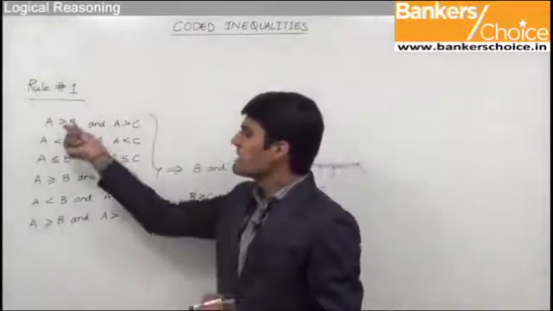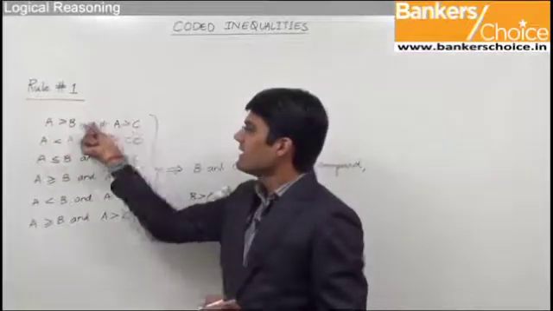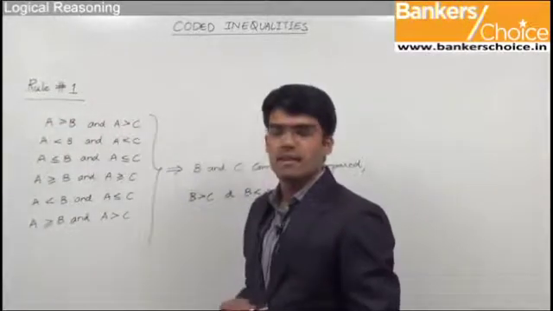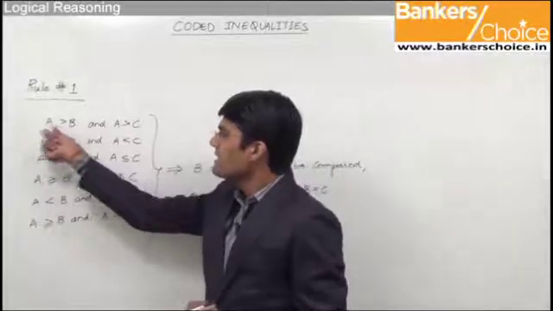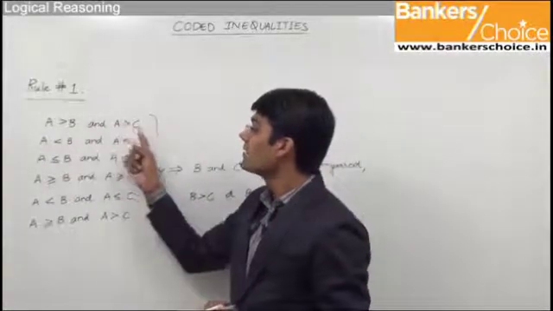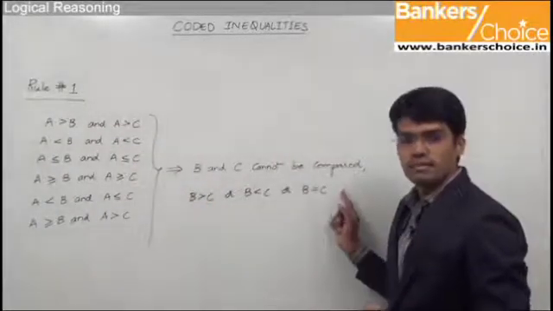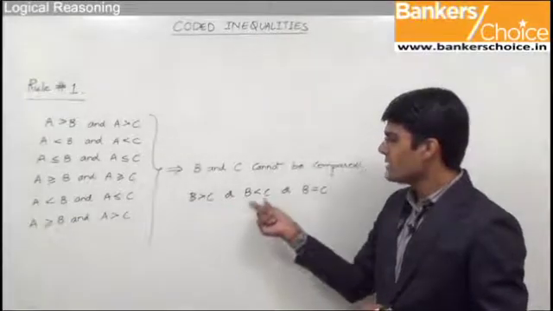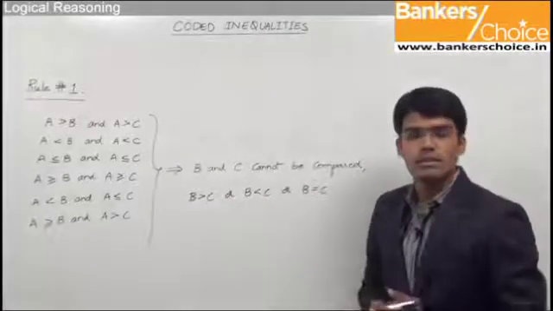So whenever we have a similar inequality, as you can see here, greater than and greater than are similar inequalities, and we have the same variable on one of the sides, then the other two variables cannot be compared. That means B can be greater than C, or less than C, or equal to C.